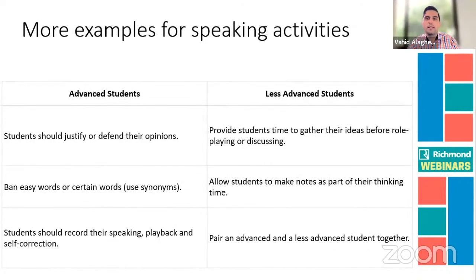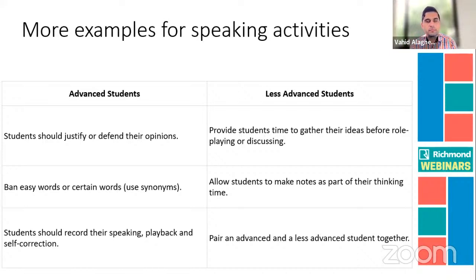And by the end of that, some ideas for speaking activities. It could be to provide the students time to gather their own ideas with role playing or discussing. As you can see, this is an example of a student-centered classroom. Or in the case of advanced students, they can justify or defend their opinions based on the topic that they have mentioned.